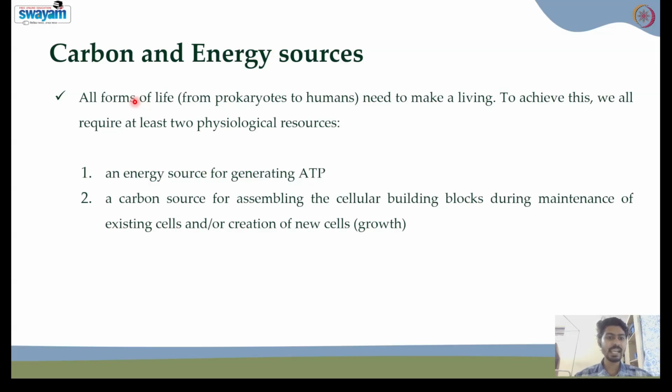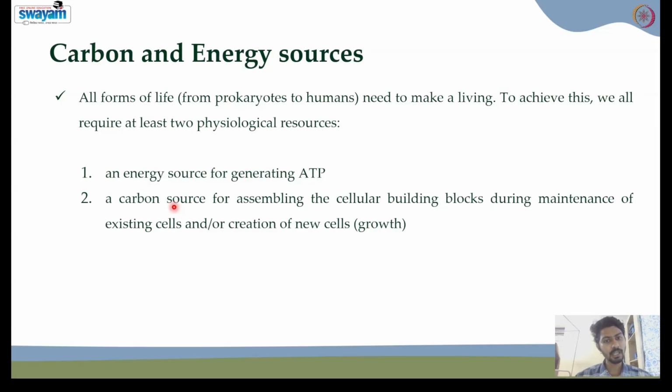One is the energy source. Why is it needed? In order to generate ATP. And we all know that ATP is the energy currency of the cell. Without ATP, what happens? Life doesn't exist. Our body doesn't get the appropriate energy to function. And the second important factor is the carbon source. Why do we need a carbon source? To assemble the cellular building blocks during the maintenance of existing cells or to produce new cells. So these two are the main important factors that are needed for their survival.